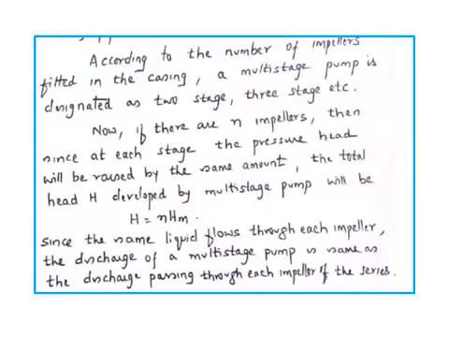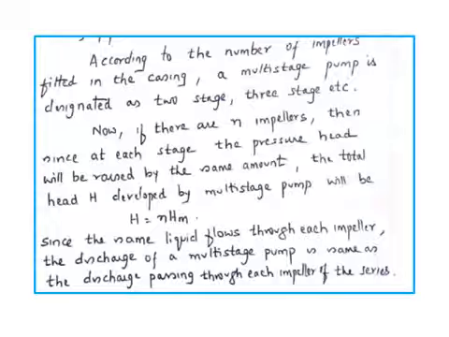If you have n impellers connected, then the pressure head will be n times the manometric head developed by one impeller. Therefore, the total head developed is n times Hm. So if there are three impellers, it is three times the manometric head developed by one impeller.